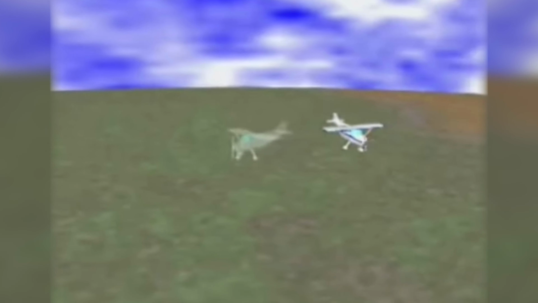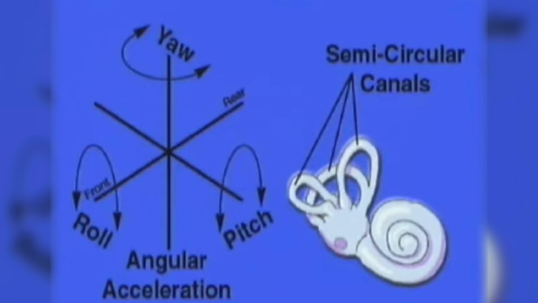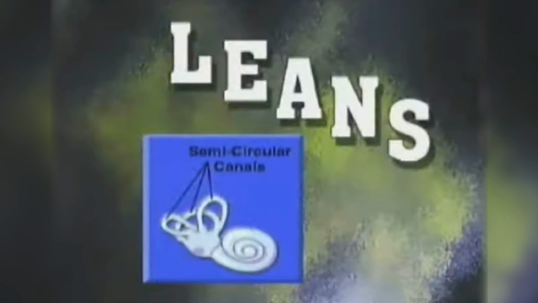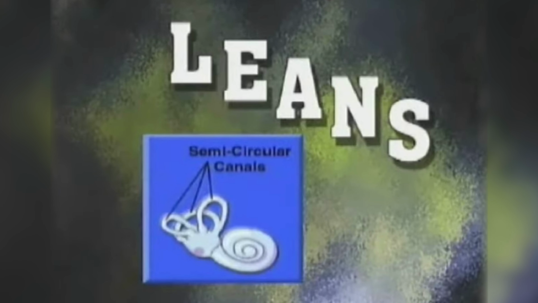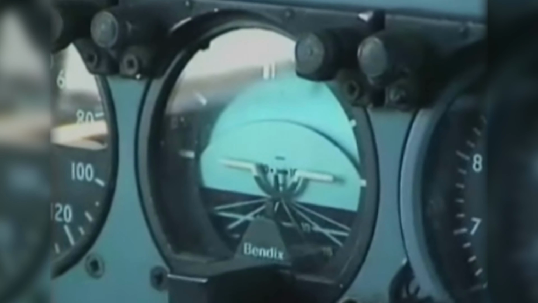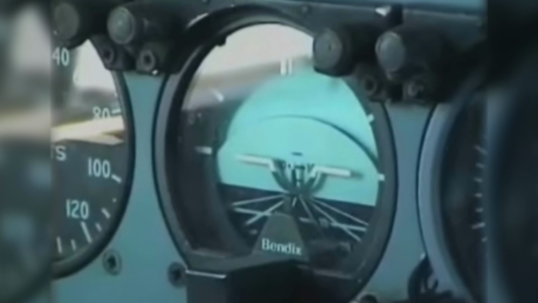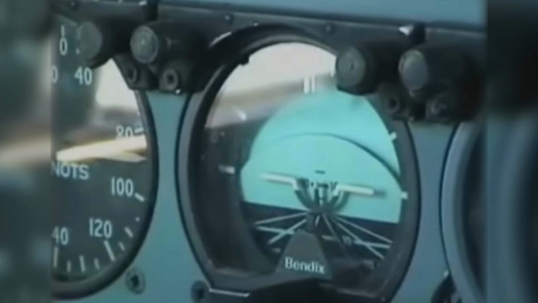If this sensory illusion is believed, you may try to counteract it by inappropriately turning the aircraft in the original direction. Now, let's examine some other in-flight illusions that are caused by the semicircular canals. The leans is the most common sensory illusion related to stimulation of the semicircular canals. The leans can be caused by two different circumstances while flying instruments without outside references.